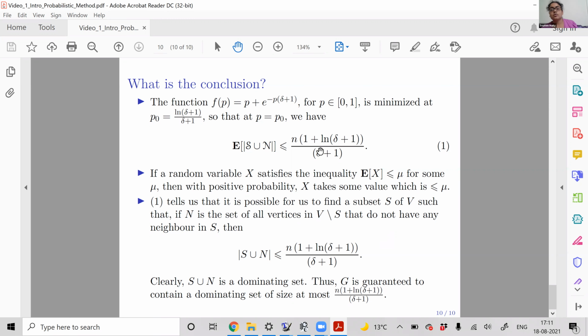Okay, so what we have done so far: we started with a problem that had no probability at all involved in it, and then we incorporated probability by bringing in this random subset script S and performing a bunch of computations to see what the size of script S union script N is going to be like, so finding the average size of this set.